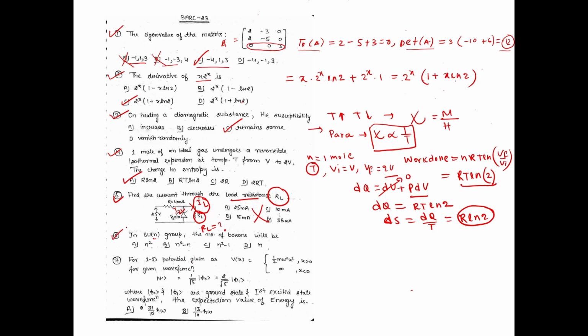Okay, so in the SU group, that is the SUN group, the number of bosons will be... SU stands for special unitary symmetry group. Okay, so it is in the standard model.